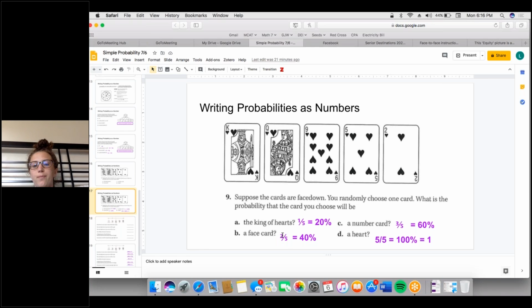So I could write that as a fraction. An equally good answer would be to write it as the percent, 40%. Unless the problem asks you to write it as a fraction or asks you to write it as a percent, both of these are correct answers.